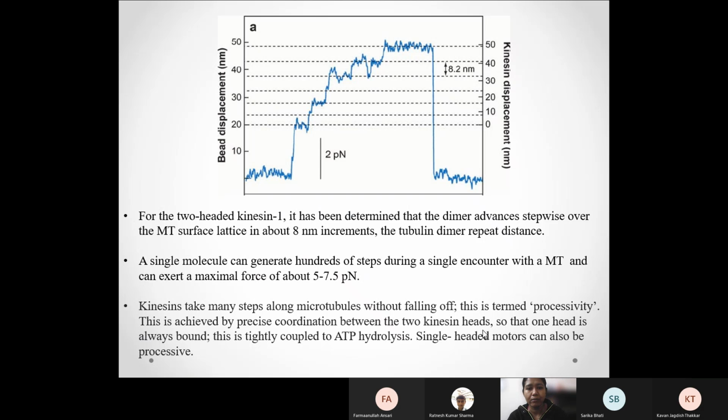So with this, I'm going to stop the class today. And this is where we're going to look at the stepping size of kinesin motors. Now, in the last class, I had discussed optical trapping and optical tweezers.